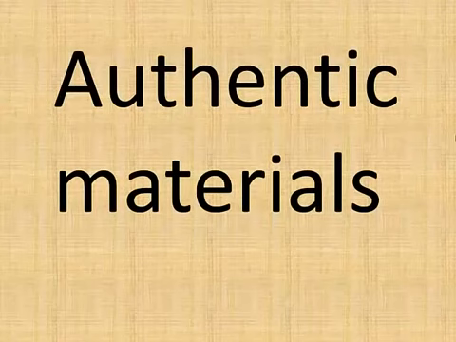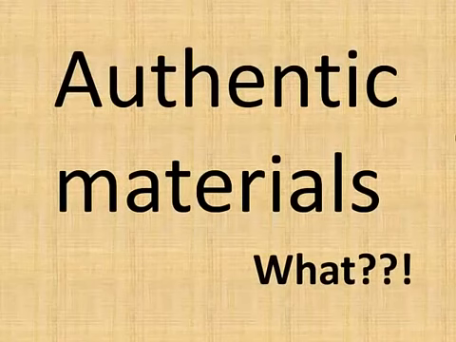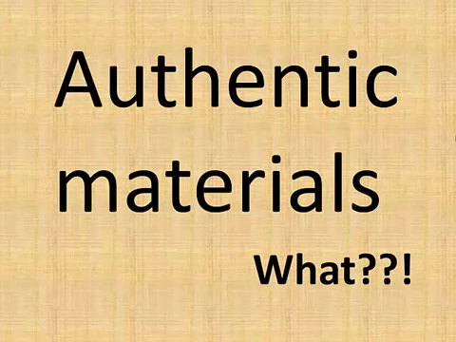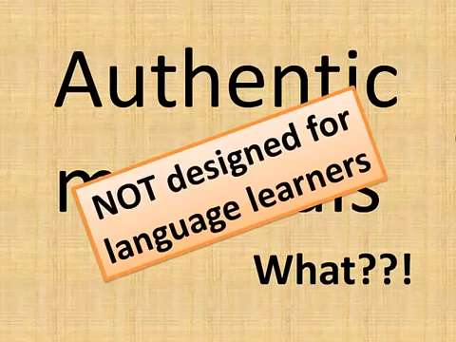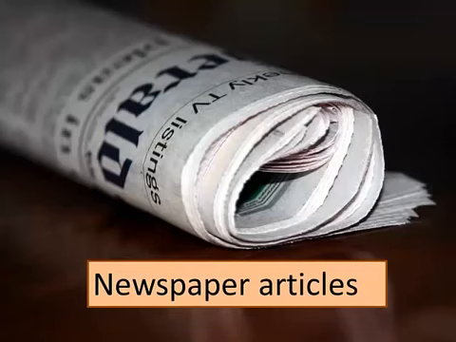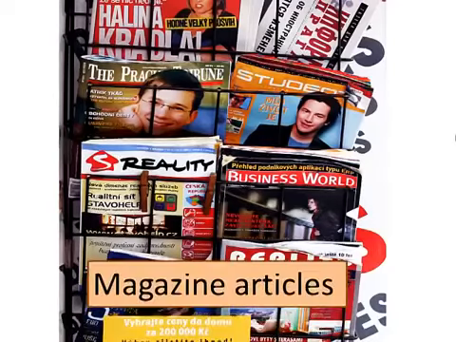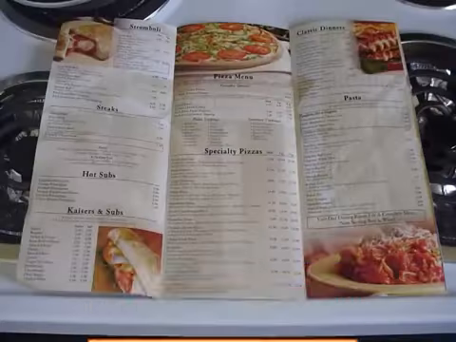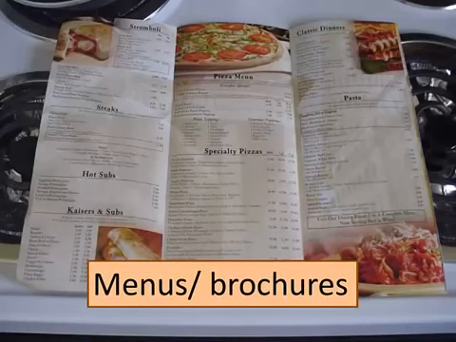You're also asked to use authentic materials to do this. Now you might be going, what are authentic materials? Well, that's quite easy really. Authentic materials are anything that's not designed for language learners. So the things which are real world materials designed for speakers of English. This might be, for example, newspaper articles. It could be magazine articles. It could be menus or brochures.